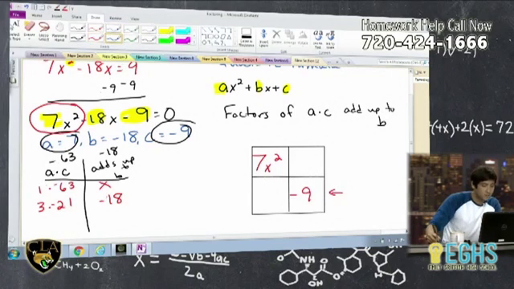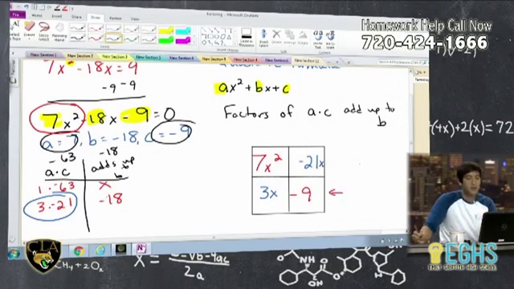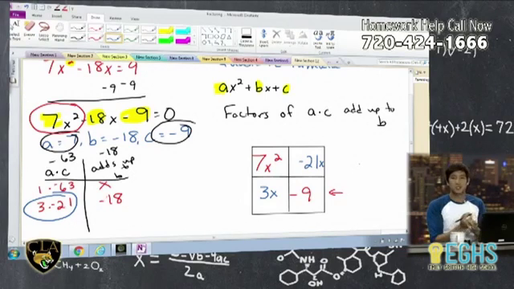Then what we're going to do, and it doesn't really matter the order, we're going to put these values in here. So I'm going to put a 3 here and a negative 21 here. And then I'm going to put an x value here and here. And this should be kind of familiar with what the area method or box method, or whatever your teacher calls it, looks like.